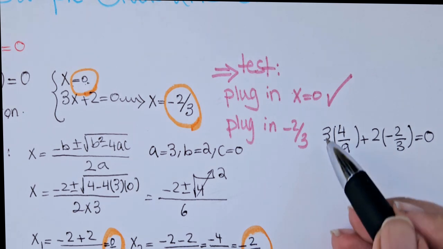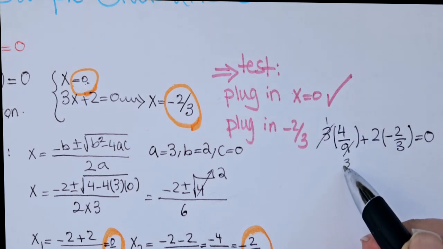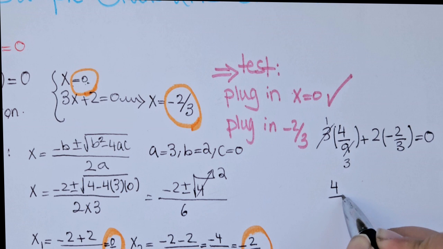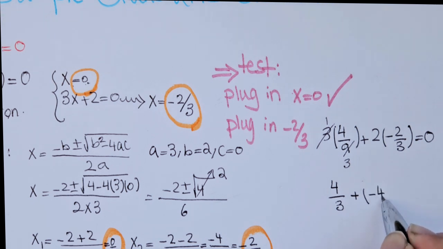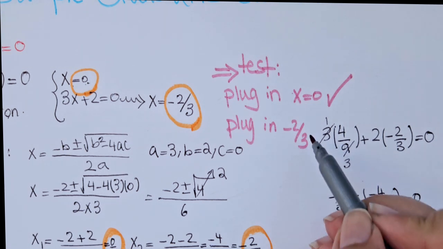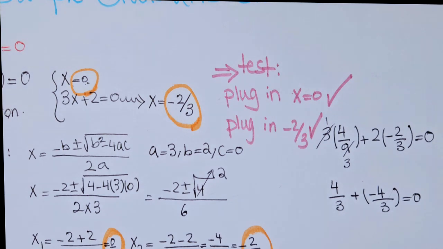But let's see. 3 and 9 can be simplified. So the answer is 4 over 3 plus, here I have 2 times negative 2, negative 4 over 3. As you can see, both sides are equal to 0. So your second root is also the correct answer.